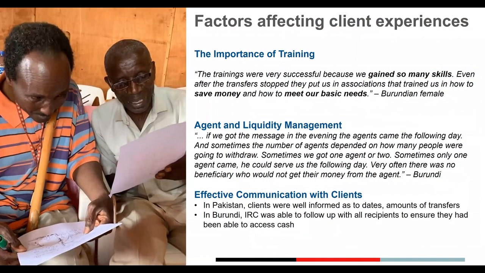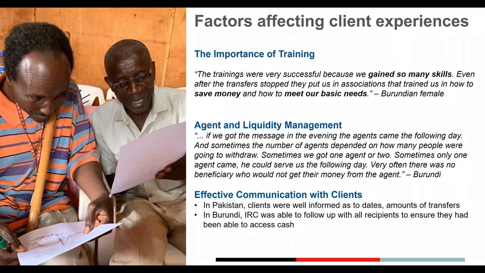And we wanted to pull out 3 factors that we believe IRC had direct control over in affecting these client experiences, because some of these benefits and challenges were outside of IRC's control. The first of these was the importance of training. We noted in many cases where programs were more successful, it wasn't actually reliant on whether clients had used mobile money before, but rather how the training was done. If training was done effectively to make clients comfortable with the phones and the different functionalities of both the phone and the mobile money account, and financial management, those things helped beneficiaries or clients to be more comfortable with this modality of transfer.